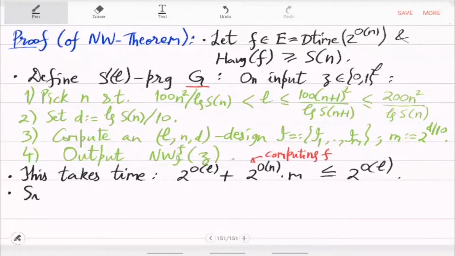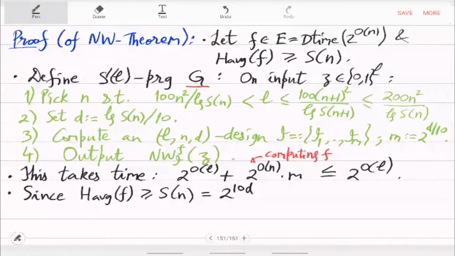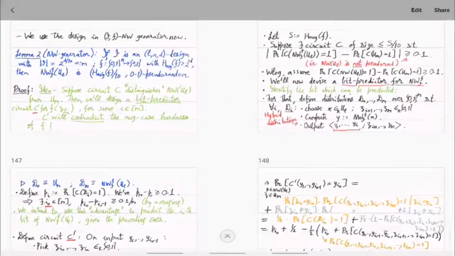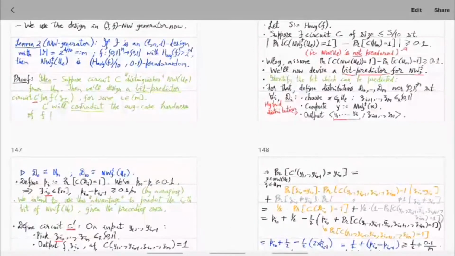Now since the average case hardness of f is at least S of n, and S of n is, by choice, 2 raised to 10d, then we can use lemma 2, right? Lemma 2 said that average case hard function and design you can use.